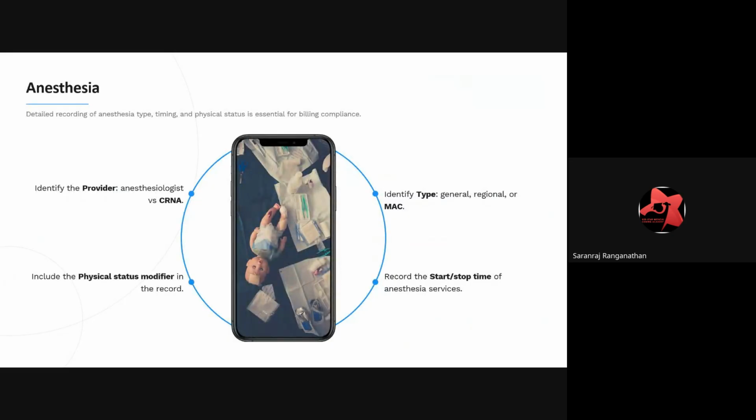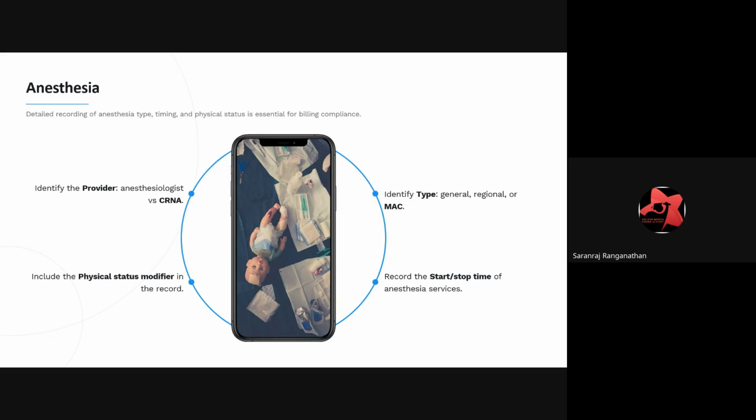Then anesthesia. When it comes to anesthesia, who provided the anesthesia? Whether it was provided by the anesthesiologist or by the certified registered nurse anesthetist, we have to check that. Sometimes even the surgeon themselves provides the anesthesia, or the anesthesiologist, or the registered nurse anesthetist provides it. So who has provided? Based on that, we have the modifier. Based on that, we have the code also.